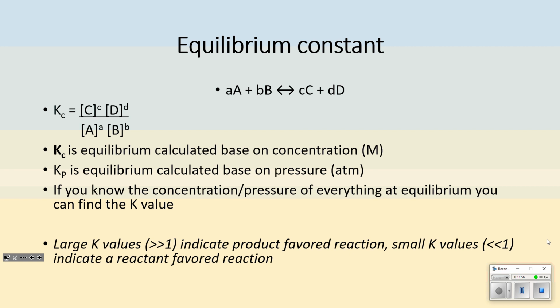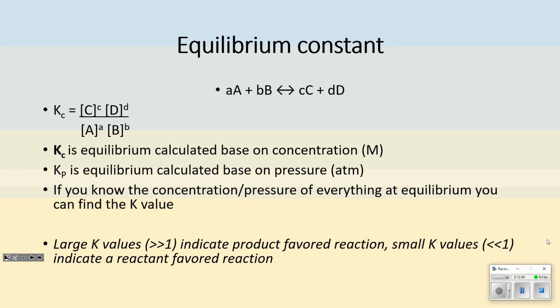The very last thing I have noted in italics: the numerical value of K helps to show you what is the balance between reactants and products, because typically it is not a 50-50 balance. If the K value is a lot greater than 1, like 5,000, 5 million, 82, whatever, hopefully mathematically you can realize that means you have more products than reactants at equilibrium. It's kind of product favored, if you will.